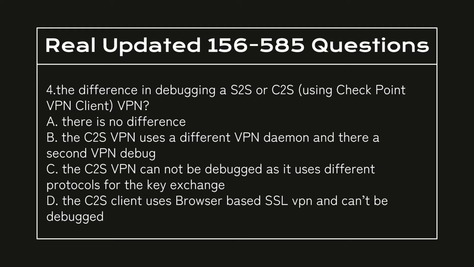4. The difference in debugging S2S or C2S using Check Point VPN Client, VPN? A. There is no difference. B. The C2S VPN uses a different VPN daemon and there is a second VPN debug. C. The C2S VPN cannot be debugged as it uses different protocols for the key exchange. D. The C2S client uses browser-based SSL VPN and can't be debugged.